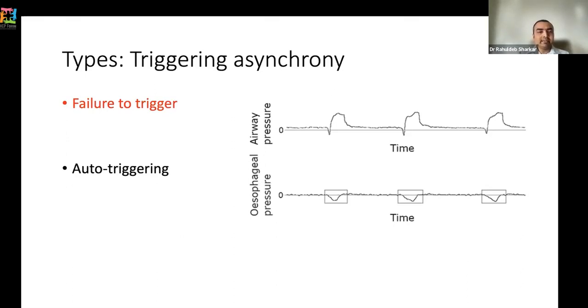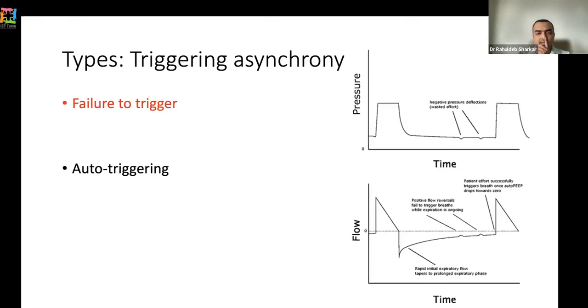Number one, the patient may fail to trigger. Here you have an example where the patient is triggering quite nicely. This patient has esophageal pressure, and this essentially finds out when the pleural pressure goes slightly down. So the patient is trying to breathe. For every effort, it's followed by a ventilator-given breath, and this is perfect. This is how it should be. So there is no failure here.